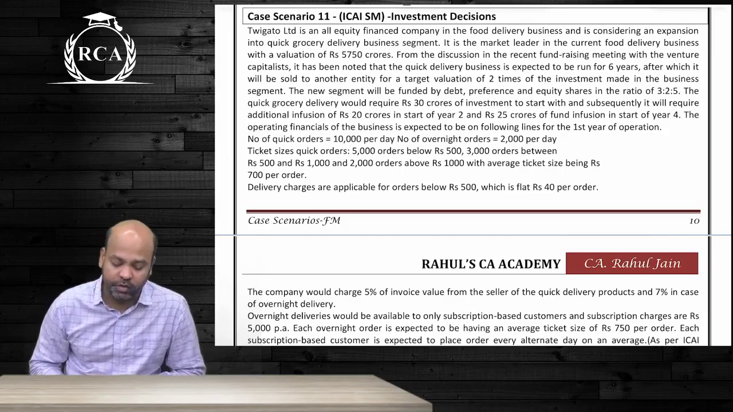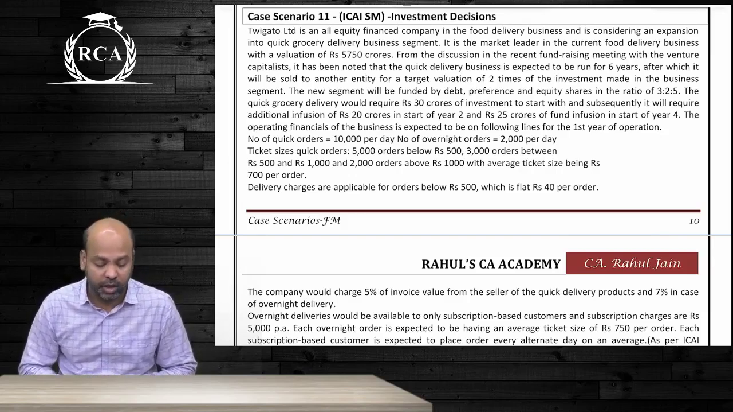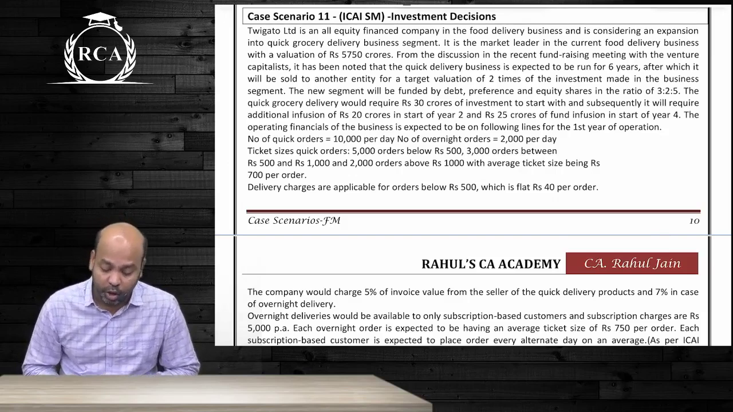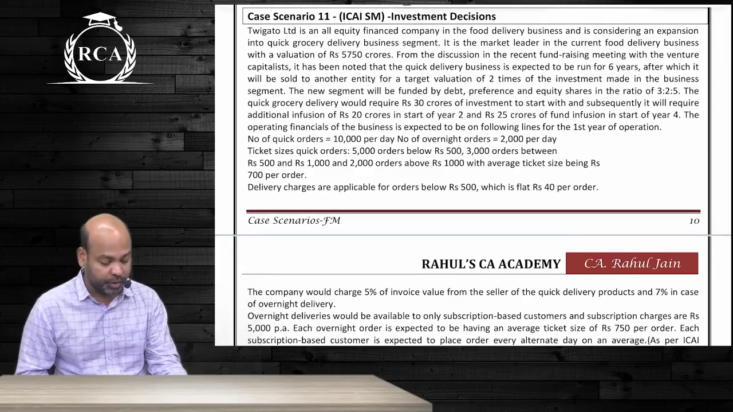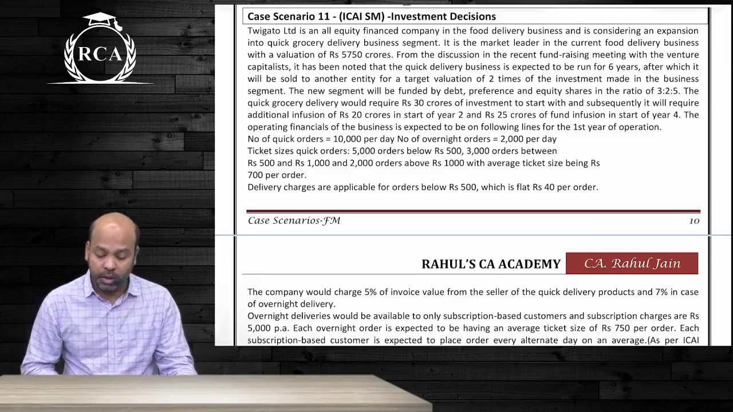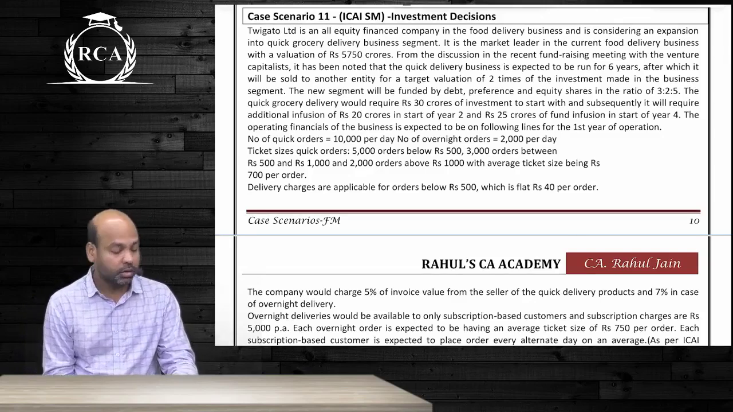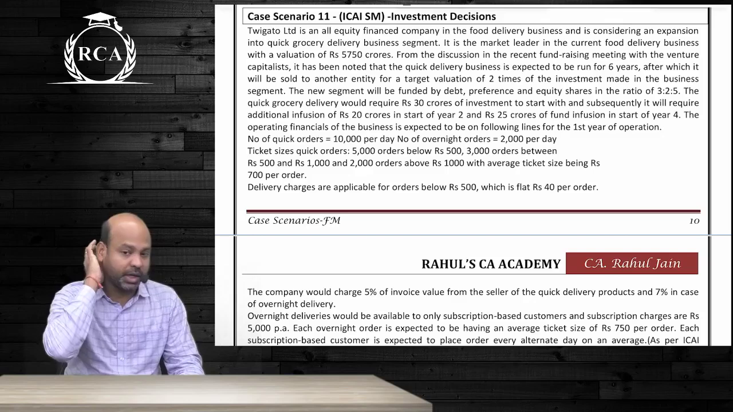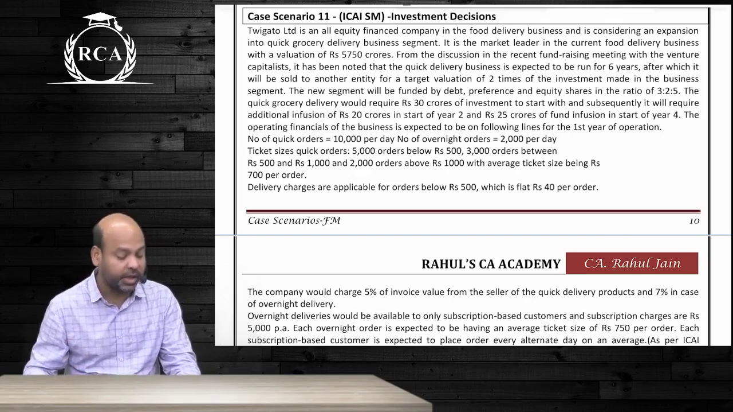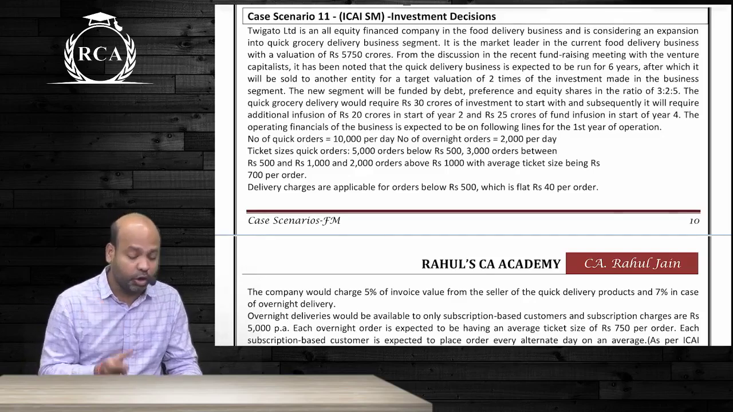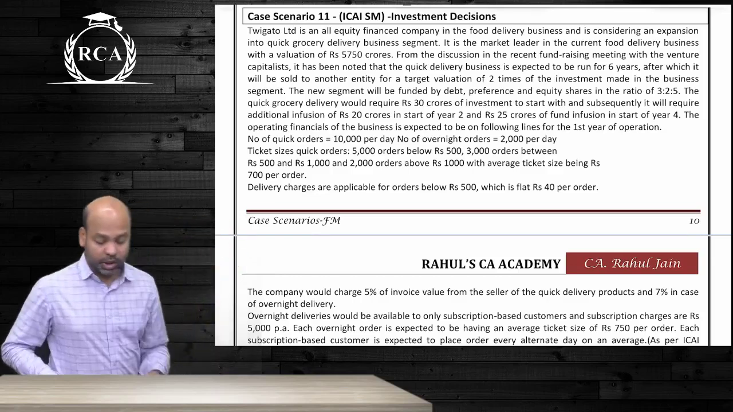The quick grocery delivery would require 30 crores of investment to start with, and subsequently it will require more. Sorry. The operating financials of the business are expected to be on the following lines for the first year of operation. The number of quick orders per day is 10,000, overnight orders 2,000. In our delivery business, people order from us and we have to deliver. Quick orders are 10,000 per day. Overnight orders are 2,000 per day.